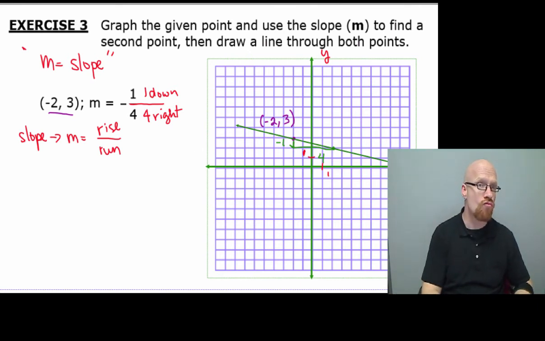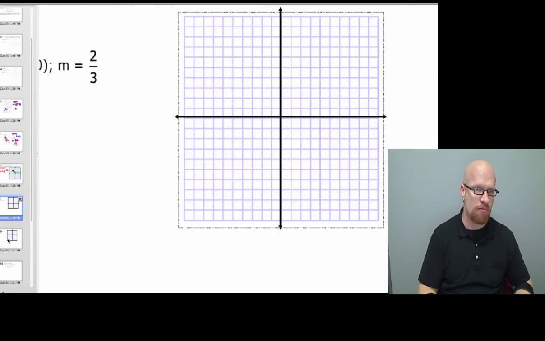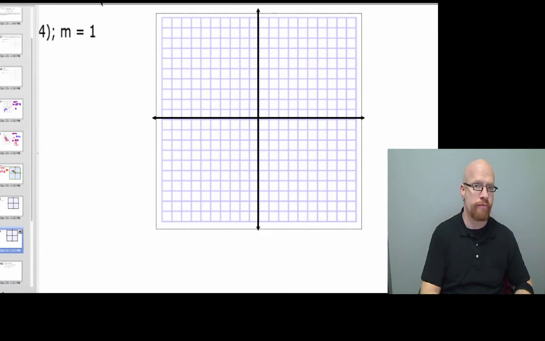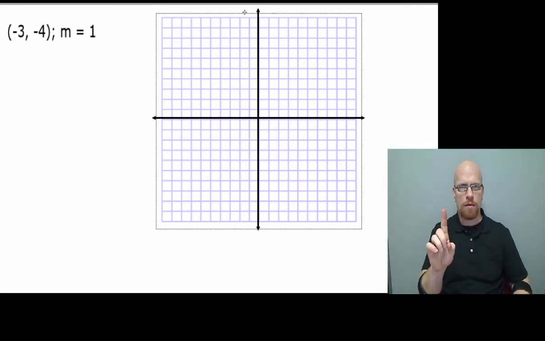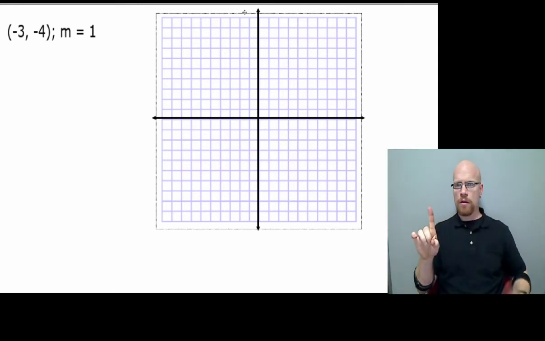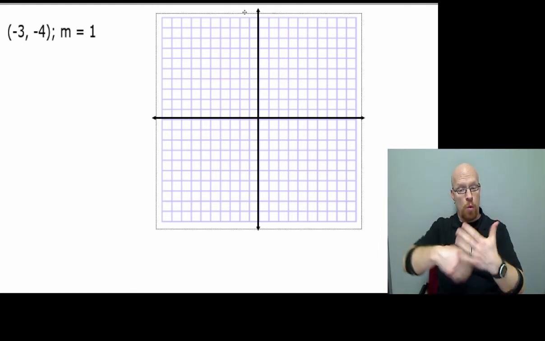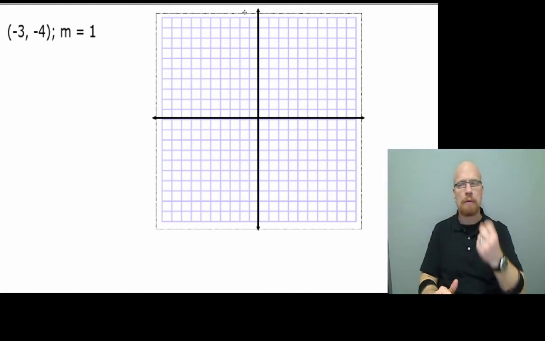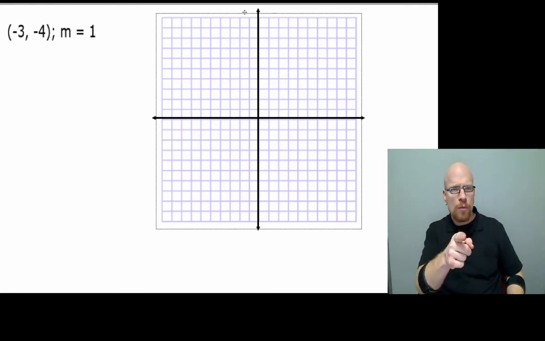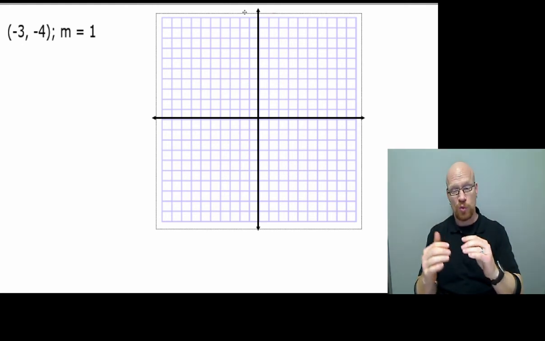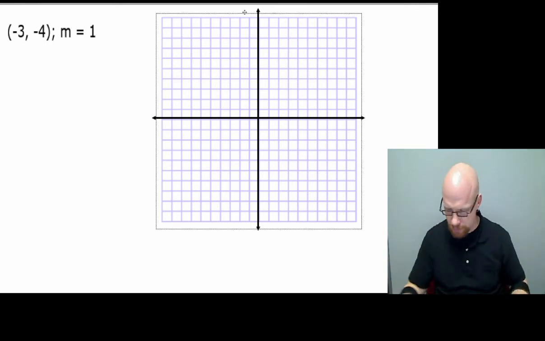We have one more example to go over now. And this is a good example because m is equal to 1. Sometimes students see m is equal to 1 and don't know where to go. I don't have rise and run. All I have is 1. Now remember, any whole number, 10, 7, 12, can be written over 1. It doesn't change the value. M equals 1 is the same thing as saying m equals 1 over 1, and that's our slope.